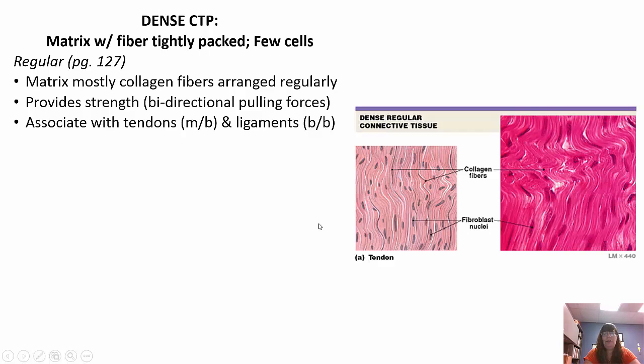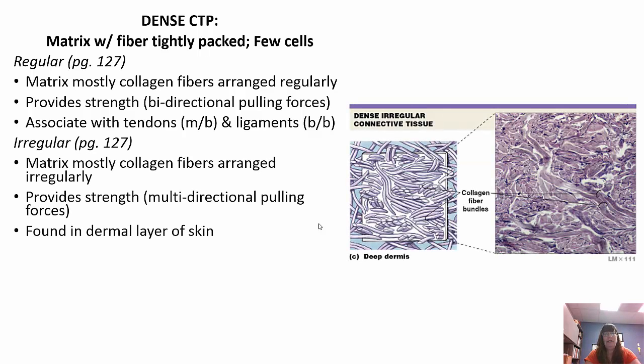Okay, dense connective tissue proper, we have regular, mostly collagen fibers that are arranged regularly, so it's nice and wavy. This is going to provide strength in two directions. Tendons and ligaments are associated with dense connective tissue, regular. So you can pull your tendons and ligaments basically in two directions. Tendons join muscle to bone, ligaments bone to bone. And you can see it's kind of a wavy pattern.